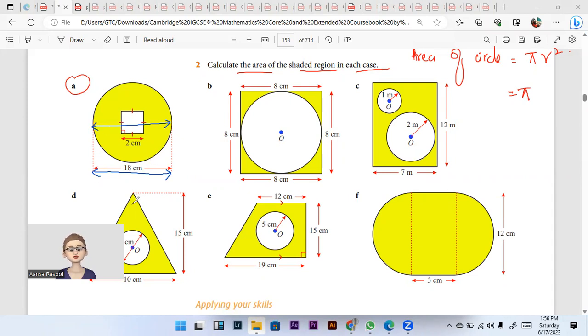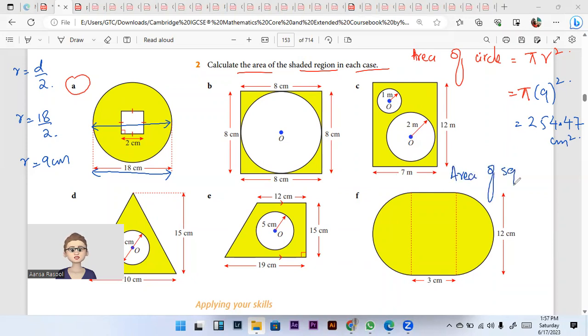But radius is half of diameter. So r is equal to d by 2, so r is equal to 18 divided by 2. The radius you get is 9 centimeter. So pi times 9 squared. What answer do you get by doing pi 9 squared? You get 254.47 centimeter square. The next thing you are going to do is find the area of the square.